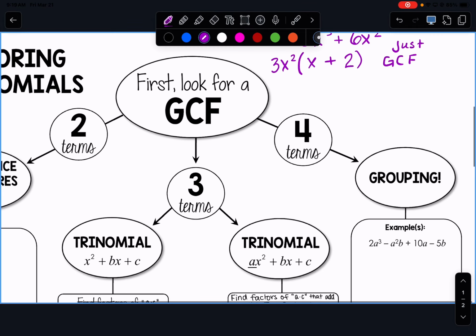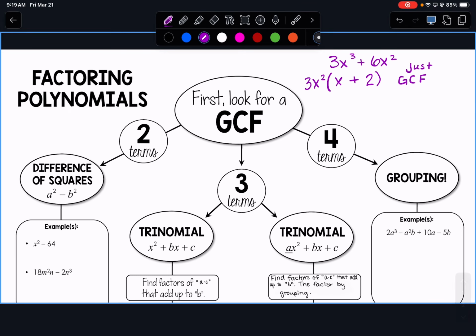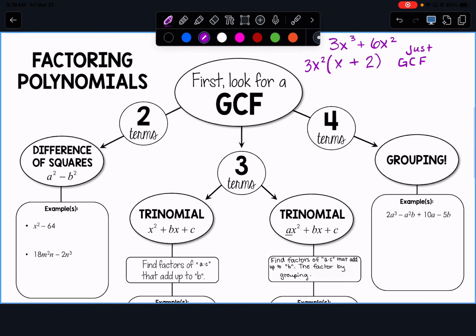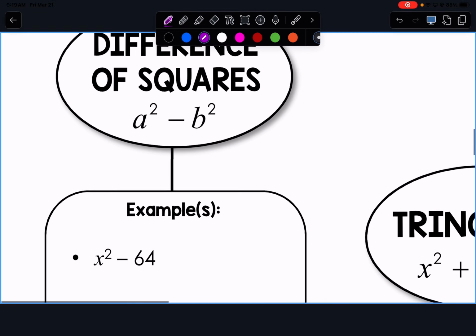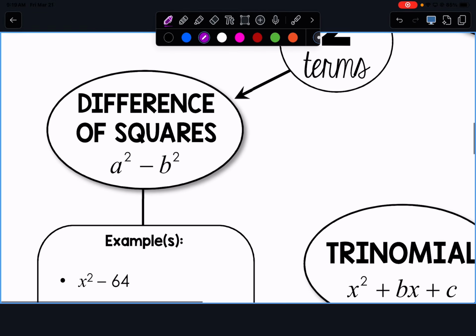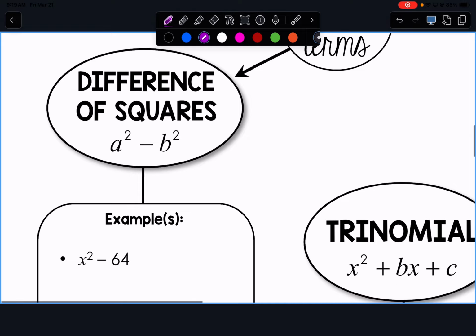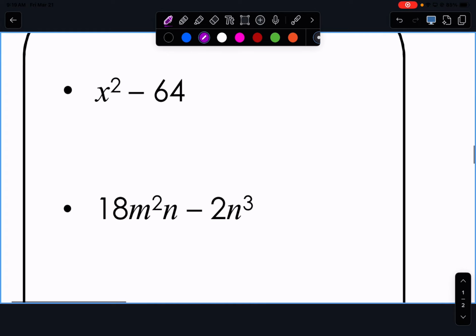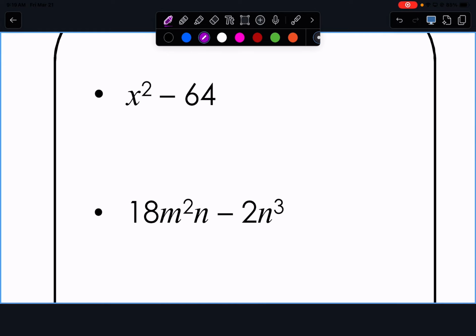Now we can also have other things with it. We should check all factoring problems for a GCF always. If we check for a GCF, and it has 2 terms, the only other thing it can be is a difference of squares. So to factor a difference of squares, does this first example right here have a GCF?